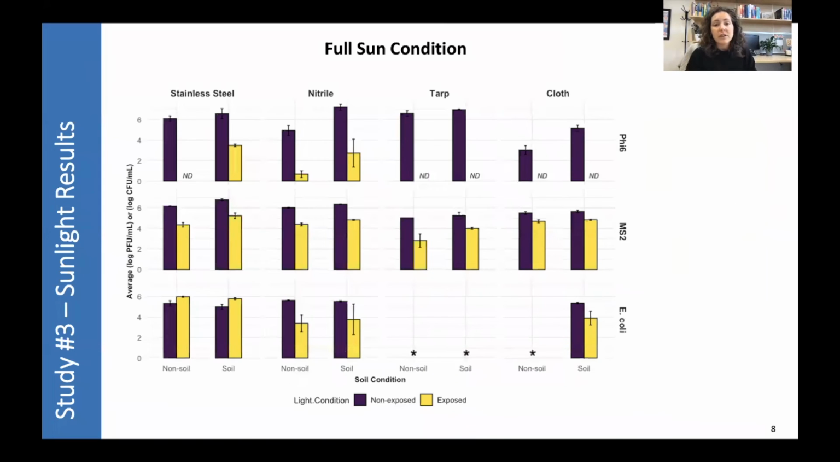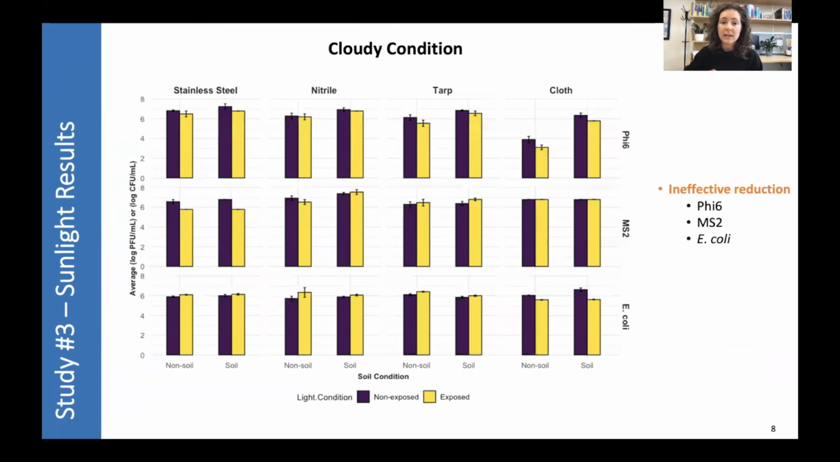And looking at results for the full sun condition, you'll note the purple bars are our non-exposed controls, the yellow bars are exposed controls. And for Phi6, that was the only organism where we achieved a greater than 4 log reduction, and that was only achieved in the full sun condition. The efficacy of sunlight as a disinfectant was decreased for MS2 and E. coli. And then just to briefly show the cloudy condition, for example, it was ineffective at reducing any of the 3 organisms that were tested.